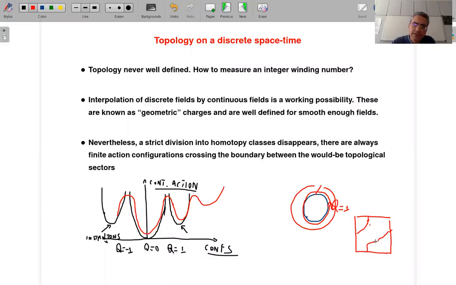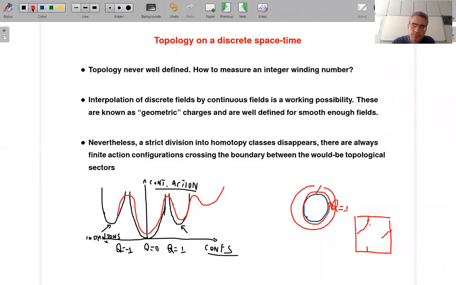The only way is to make a cut here, so you make a discontinuity here, and at this point you can change this path and maybe reconnect it in a continuous way.